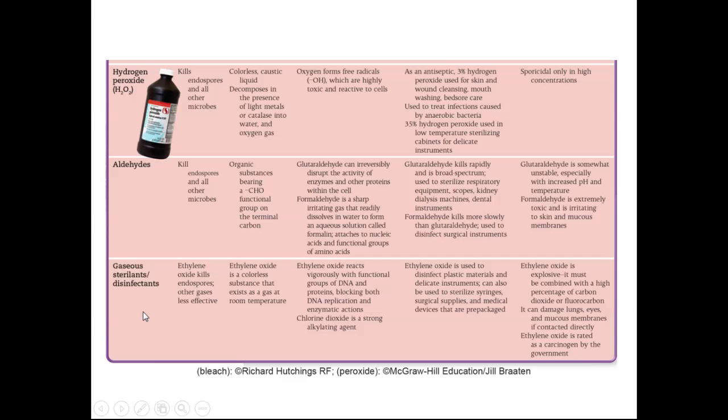And then finally we have ethylene oxide gas. Ethylene oxide kills bacterial endospores. It's colorless, and it can exist at room temperature. That's excellent about it. A big downside for it, though, is that it's explosive, and we need to combine it with a lot of carbon dioxide to help minimize its explosive capabilities.